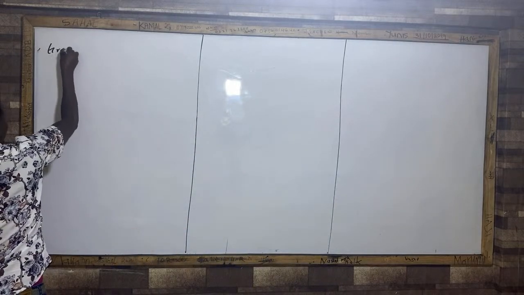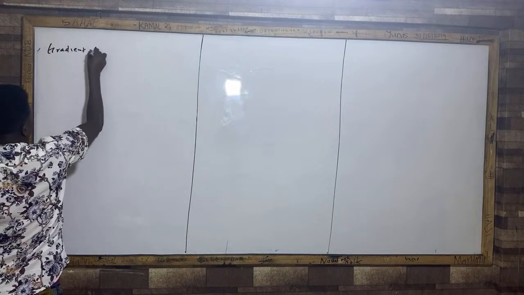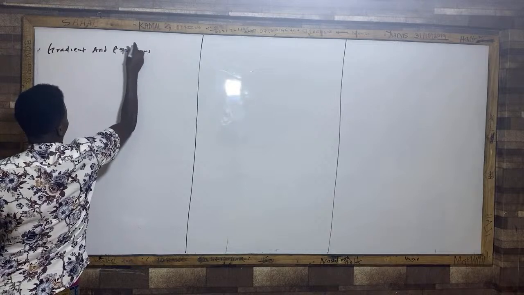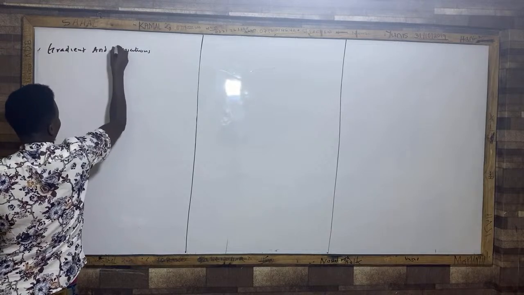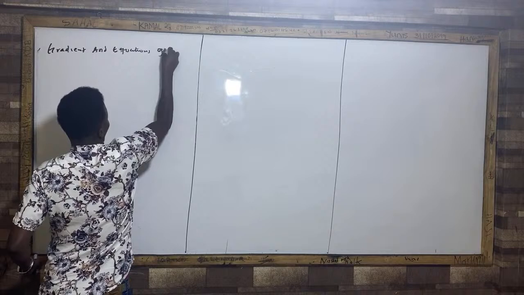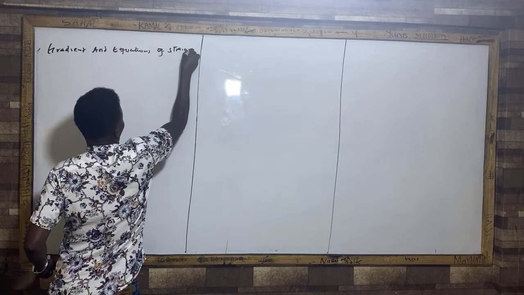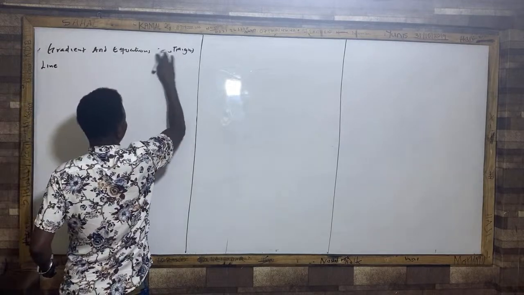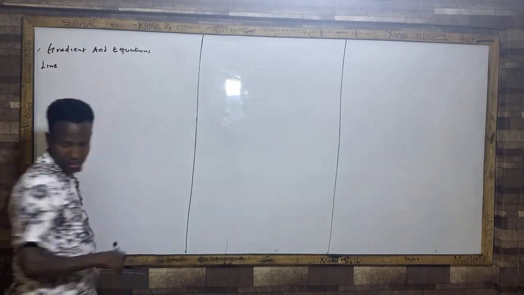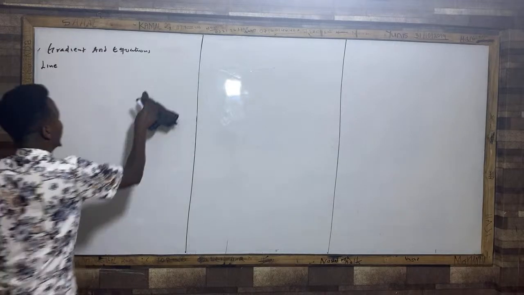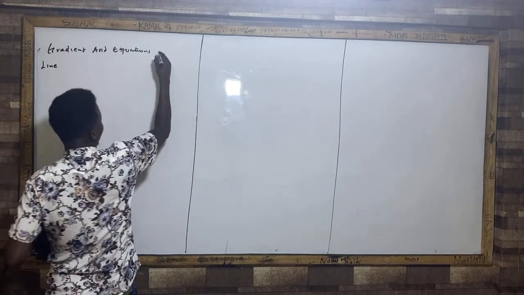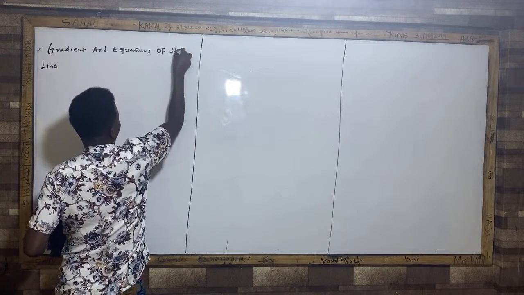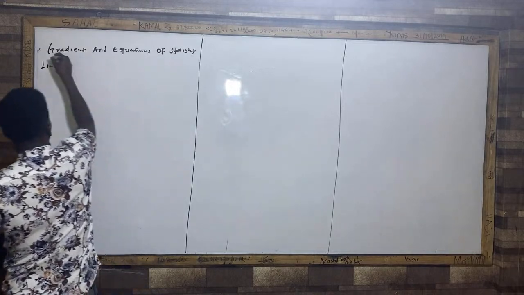Gradient and equations of a straight line. Of what? Straight line, okay? This is what we're going to discuss, guys: gradient and equation of a straight line. Let me make the whiteboard very clear so that you capture the title, okay? Gradient and equation of a straight line, okay? This is what we're going to discuss.